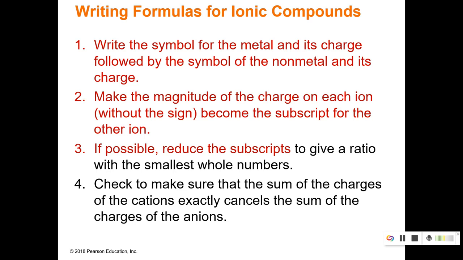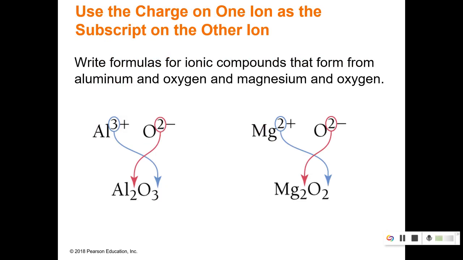So when we write the symbol, the metal and its charge, and then we write the nonmetal and its charge. Then we crisscross the magnitude, which is like the absolute value. So we're only pulling down the number, not the plus or the minus. Then we reduce if possible, but that's only if we can. So here we can see they write the metal and the nonmetal with their charge. They bring down the numbers and only the numbers. When this happens, the plus and minus disappear.